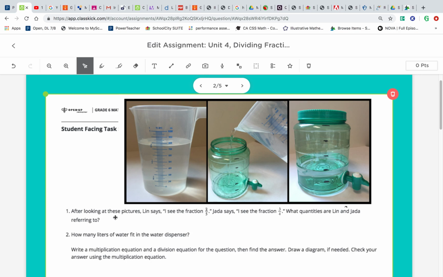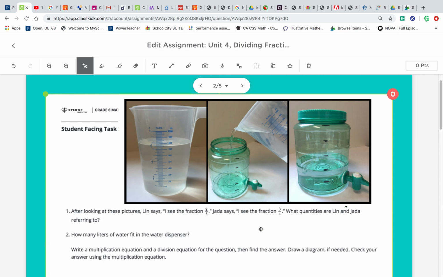So the question then becomes, how many liters of water fit in the water dispenser? Well, you can see here what we started with was actually less than a liter. So when we poured this amount into the dispenser, we had less than a liter in there, right? But when you look at what got into the dispenser, we were nowhere near having it filled up. We're less than half of the way of having it filled up. So we want to figure out exactly how much we're going to need in order to fill this dispenser up.